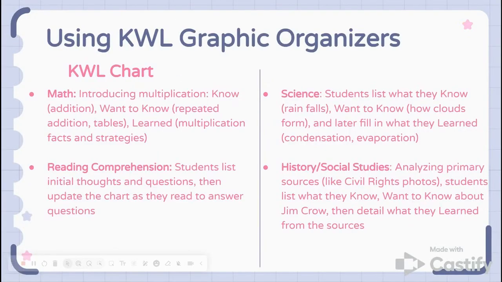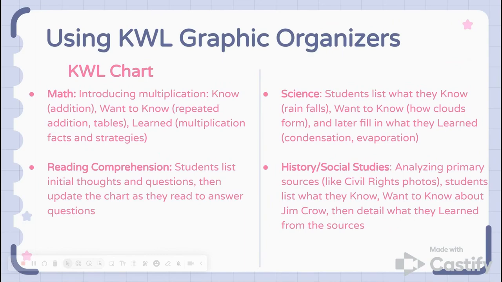Some ways of using the KWL chart graphic organizer might be, maybe in math, when you're introducing multiplication. For the K, you know addition. For what you want to know, maybe it's repeated addition, tables. And finally in the L, what you learned, multiplication facts and strategies.